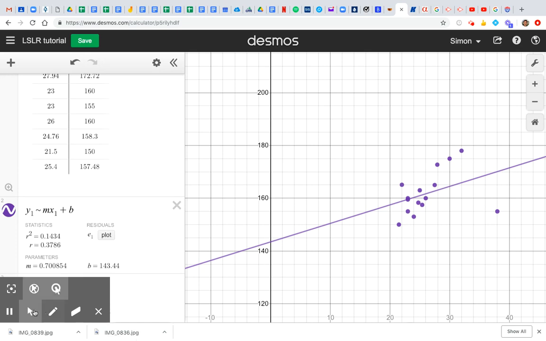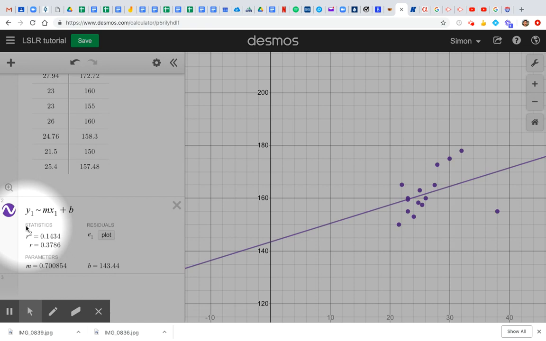What you will find is that we have our parameters, which you already know about here for M and B. You've already learned how to plot the residuals. So the other thing we're going to look at are these statistics. So we have our R value, which is sometimes called the correlation coefficient, and our R squared value.